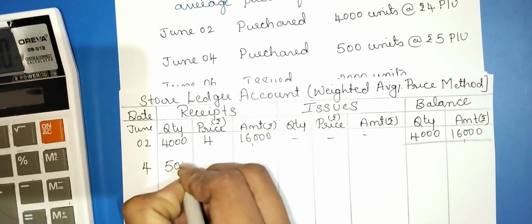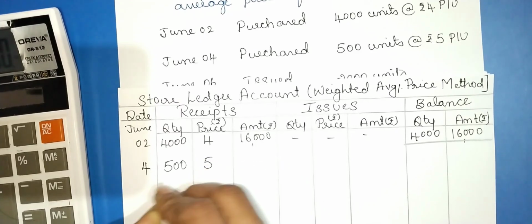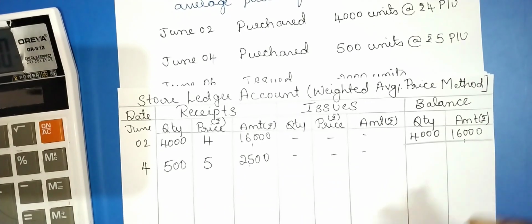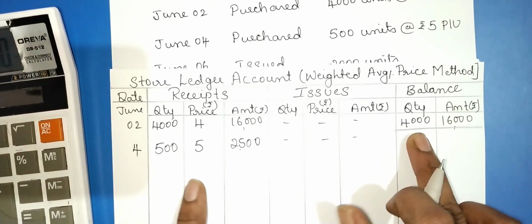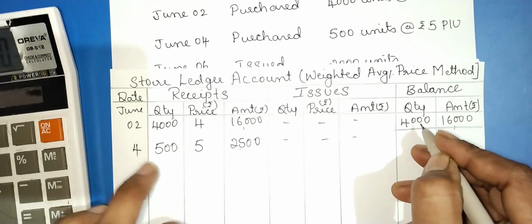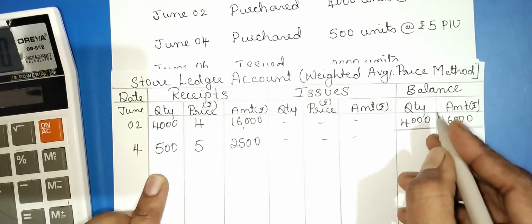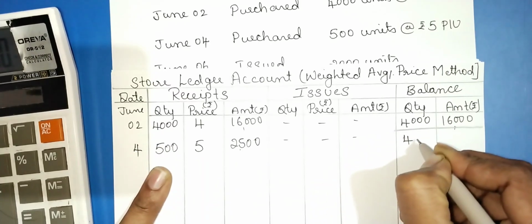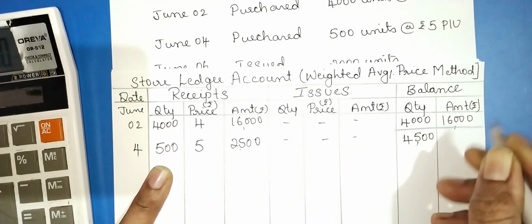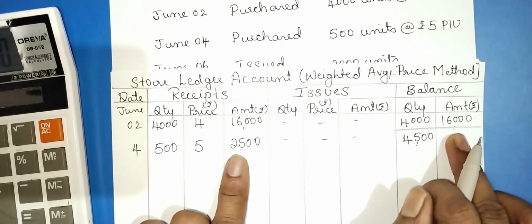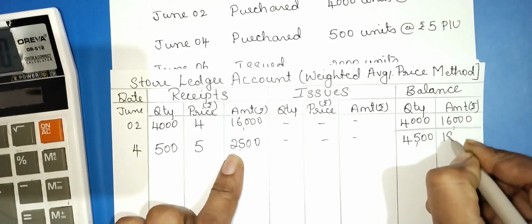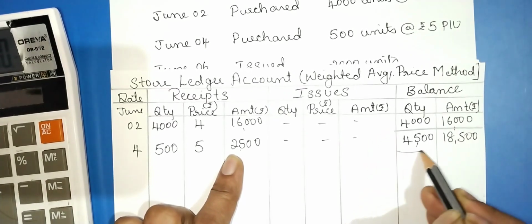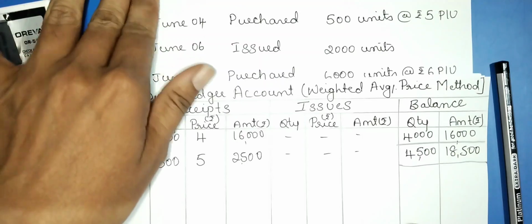500 units we purchased at rupees 5 each. 5 5s are 25, so 2,500. Now, how are we recording the balance? Just observe over here. Here we are adding the quantity column. Here we have 4,000 plus 500, 4,500. 16,000 here we have plus 2,500, 18,500.